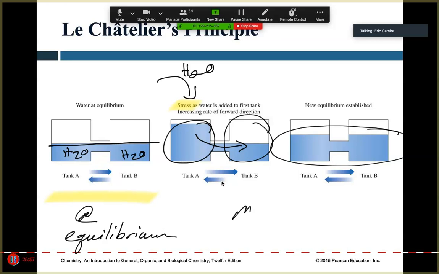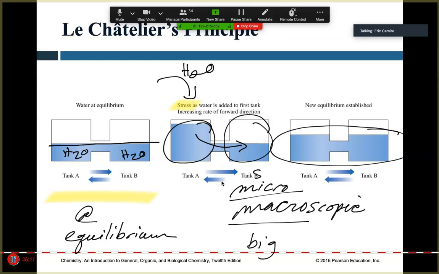This is a macroscopic example, macro being big, like looking at a big example. The same thing happens on the microscopic scale, and that's going to be the small, right? That's when I'm talking about the actual individual chemical reactions.